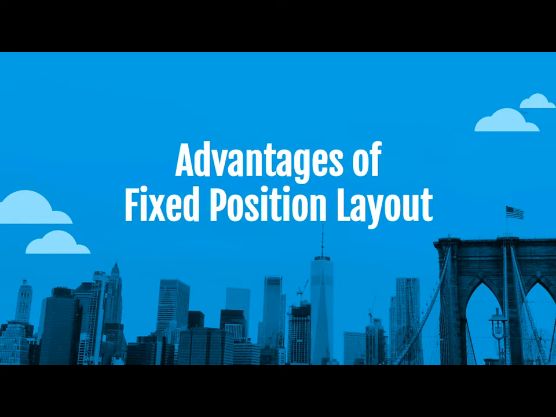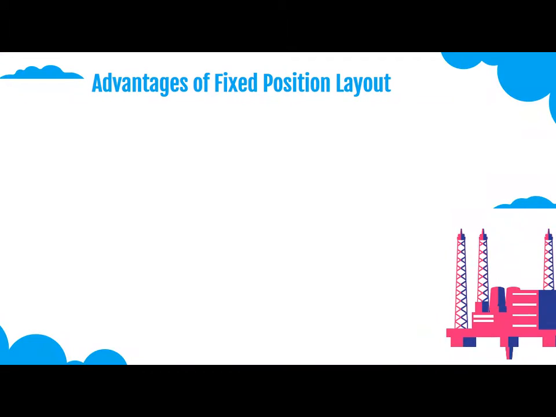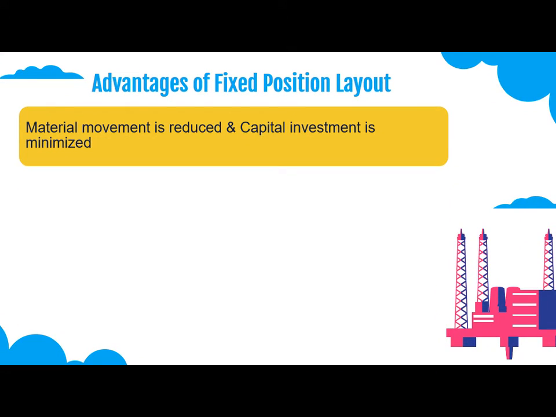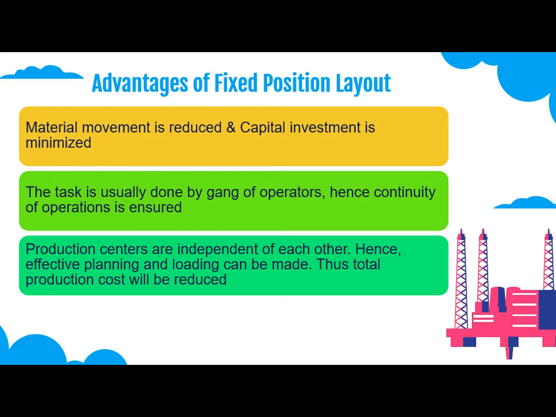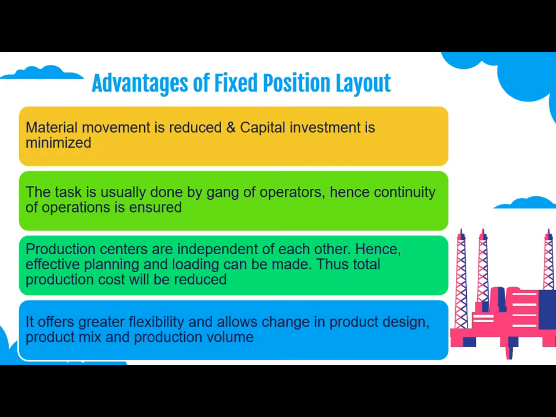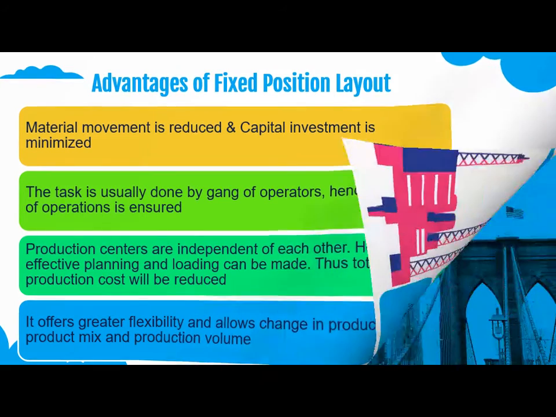Now we will try to understand the advantages of fixed position layout. Material movement is reduced here and capital investment is minimized. The task is usually done by a gang of operators. Hence, continuity of operation is ensured. Production centers are independent of each other, hence effective planning and loading can be made. Thus, total production cost will be reduced. Fixed position layout offers greater flexibility and allows change in the product design, product mix, and production volume.